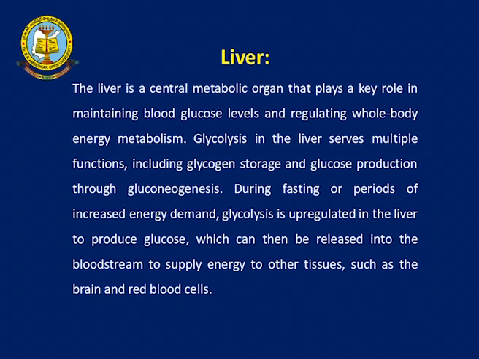Glycolysis in the liver serves multiple functions, including glycogen storage and glucose production, and the gluconeogenesis process is also very important. During fasting and periods of increased energy demand, glycolysis is upregulated in the liver to produce glucose, which can be released into the bloodstream to supply energy to other tissues such as the brain and red blood cells. So, this is the importance of the liver.